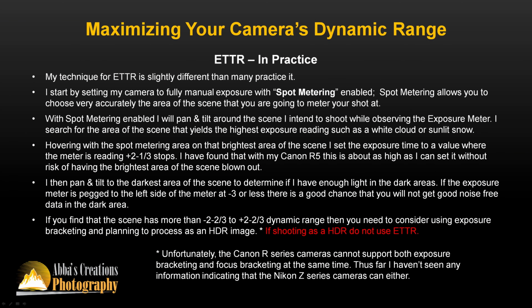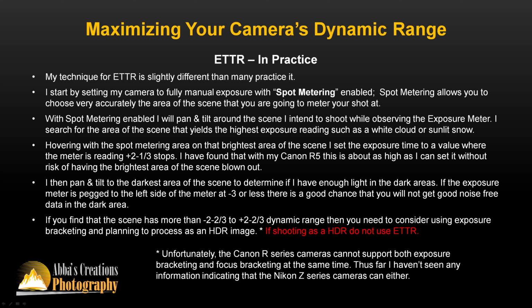I start by setting my camera to fully manual mode, ISO 100 with spot metering enabled. Spot metering allows you to choose very accurately the area of the scene that you're going to meter your shot at. With spot metering enabled, I pan and tilt around the scene I intend to shoot while observing the exposure meter. I search for the area of the scene that yields the highest exposure reading, such as a white cloud or a sunlit snow.